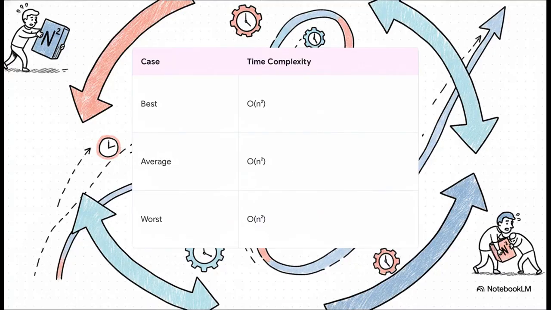And here's a really crucial detail about selection sort's performance. Notice anything? It's O of n squared across the board. Best case, worst case, average case. It makes absolutely no difference. Because it always has to scan that entire unsorted part of the list to find the minimum, it never gets a lucky break, even if the data is already perfectly sorted.